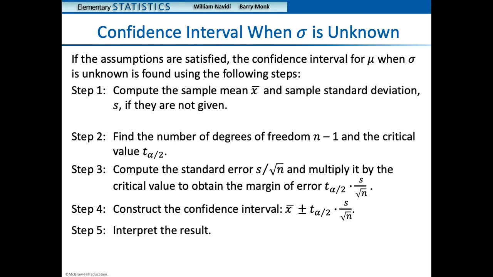Step 3, compute the standard error by taking the sample standard deviation and dividing by the square root of the sample size, and then multiply it by the critical value that you obtained from the chart in step 2, and that gives you the margin of error. And then construct the confidence interval by taking the margin of error and adding and subtracting it to the sample mean, and then finally interpret the result.